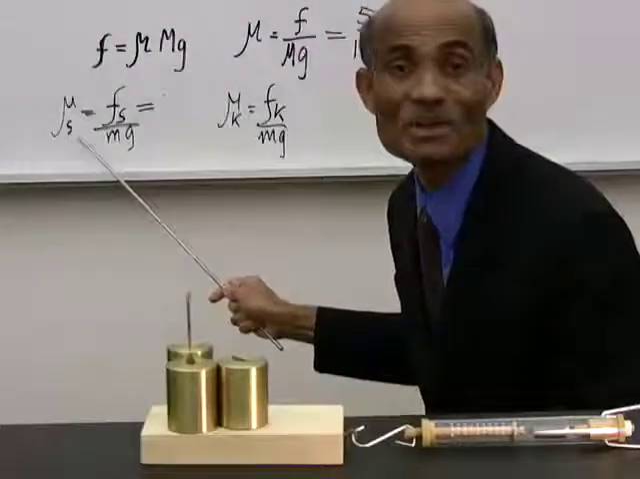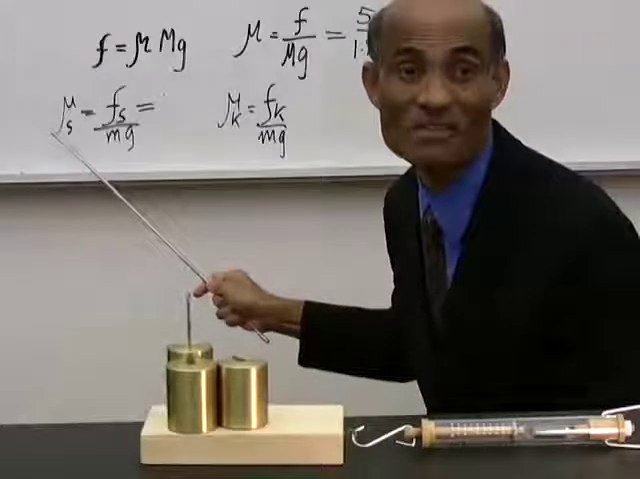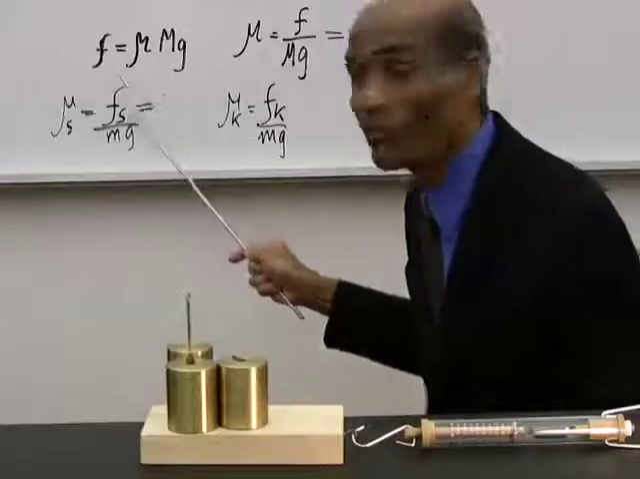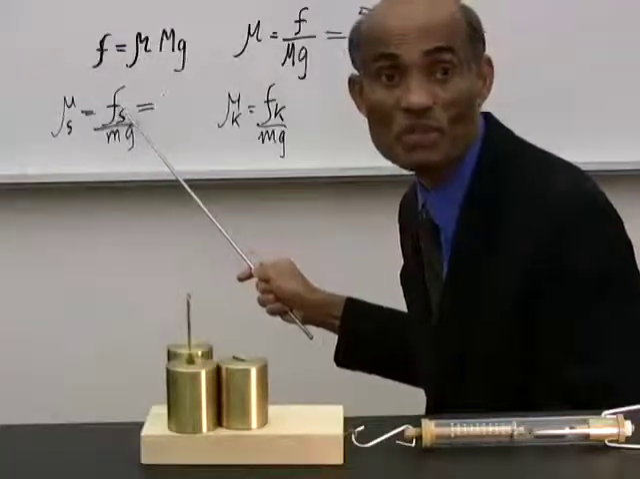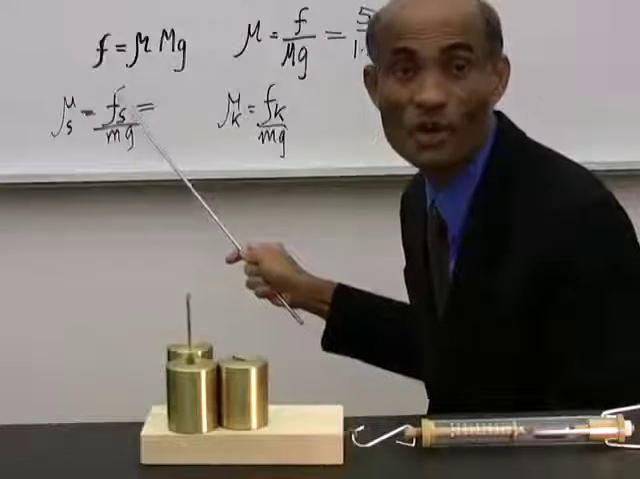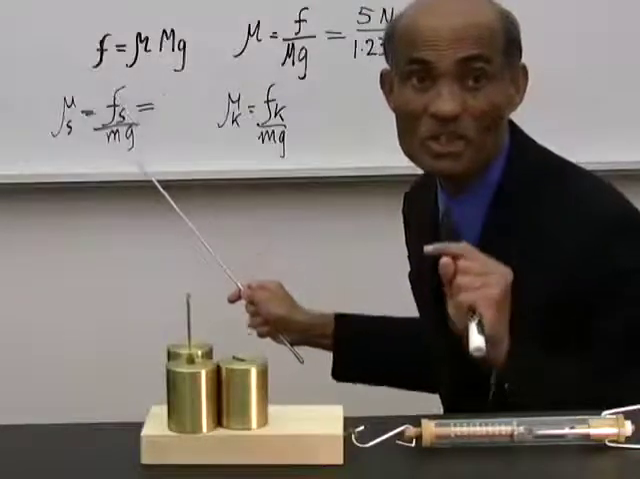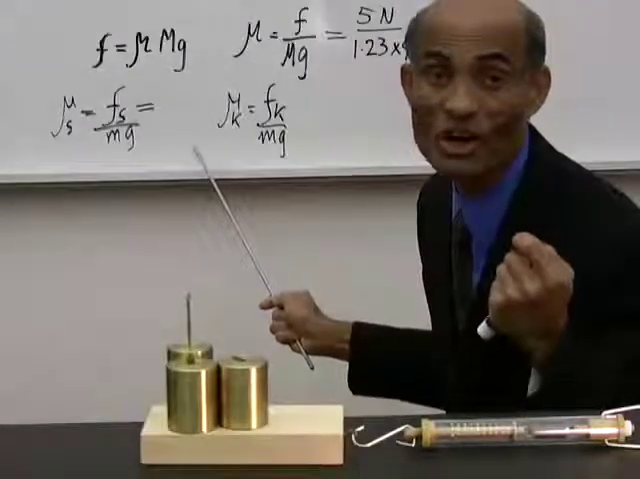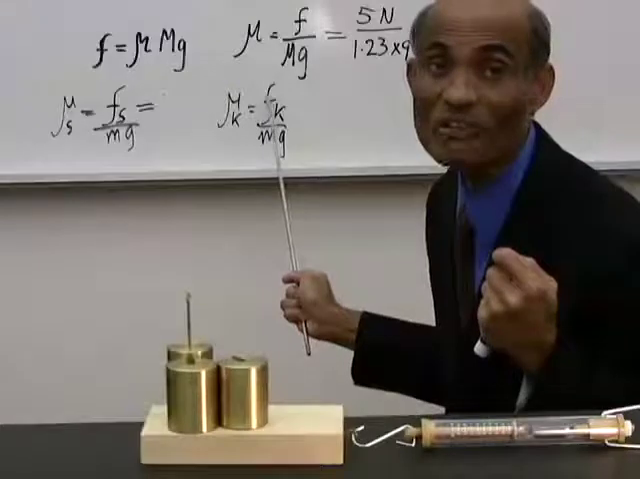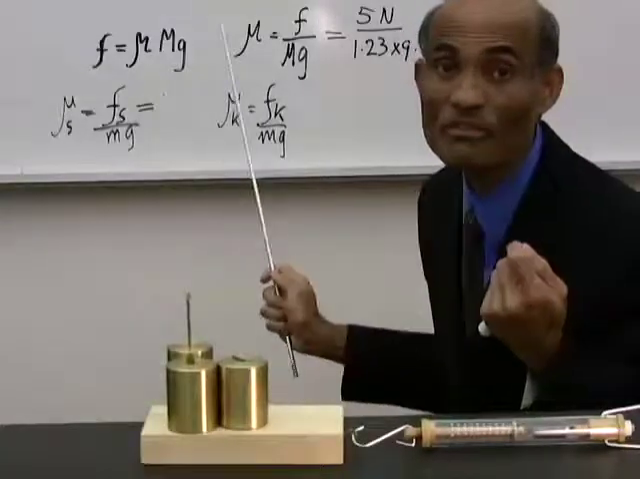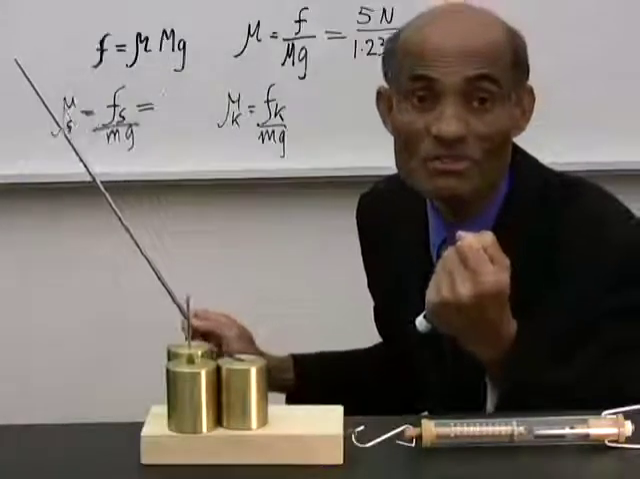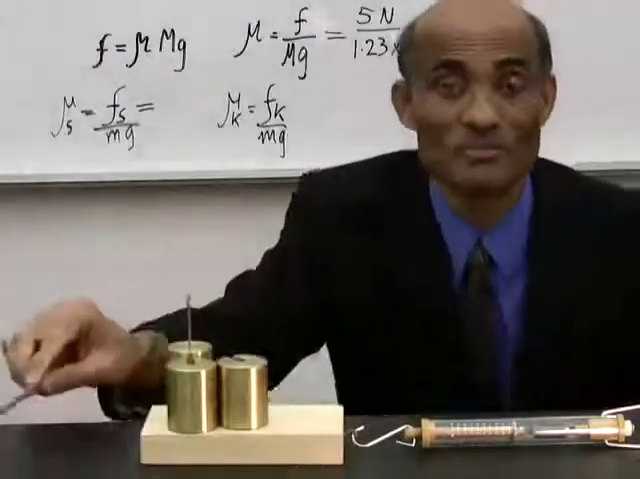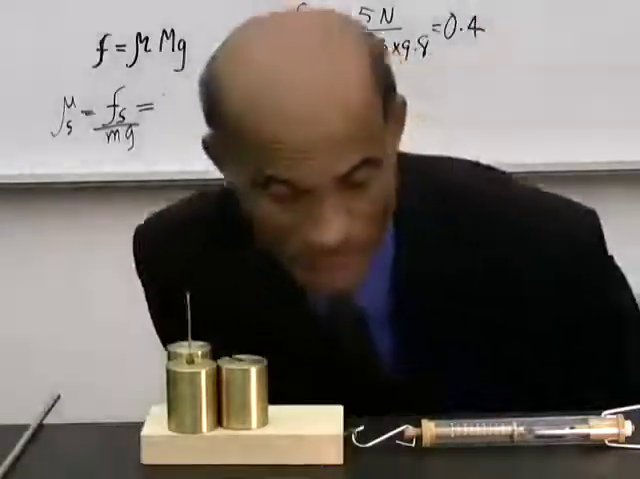Mu s represents the coefficient of static friction, and that will be the force of static limiting friction divided by mg, and mu k is the coefficient of kinetic friction, that is Fk over mg, where Fk is the force of limiting friction when the two surfaces are in relative motion.